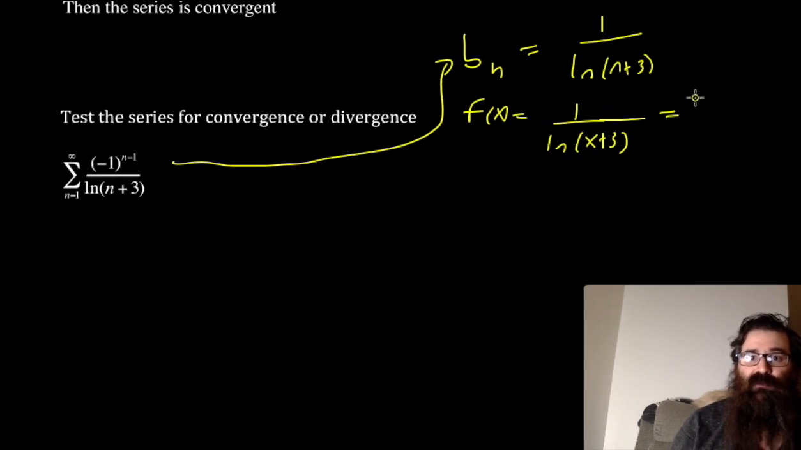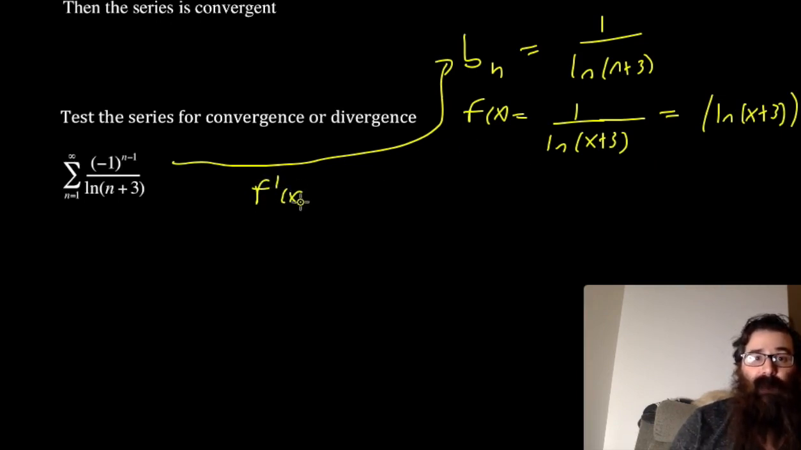And I would even maybe choose to rewrite this. You can use quotient rule. There's no harm in that. But I would maybe say, well, let's make this ln of x plus 3 to the power of minus 1. And we would differentiate this. We would say, well, what is f prime of x? Here I'm using chain rule then.